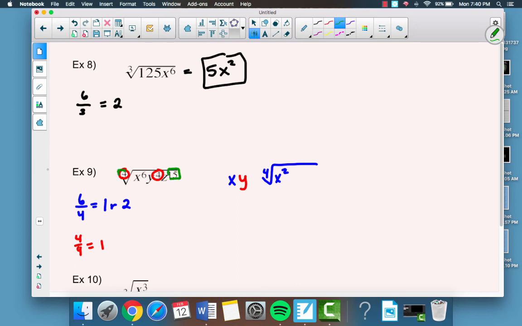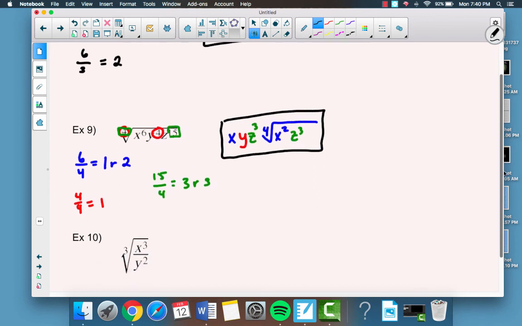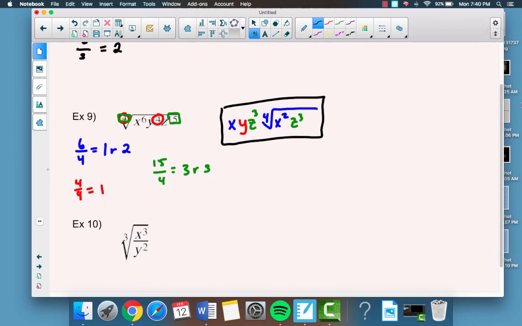So I have a 15 divided by 4. So 15 divided by 4. 4 goes into 15 3 times, that's 12, with a remainder of 3. So this is going to tell us that we're going to have 3 z's on the outside, so z to the 3rd, with 3 z's left over on the inside. Okay, so this right here is our final answer. So notice you have some variables on the outside and some variables that are left over that couldn't be simplified any further. And same concept for example 10, just now we have a fraction.